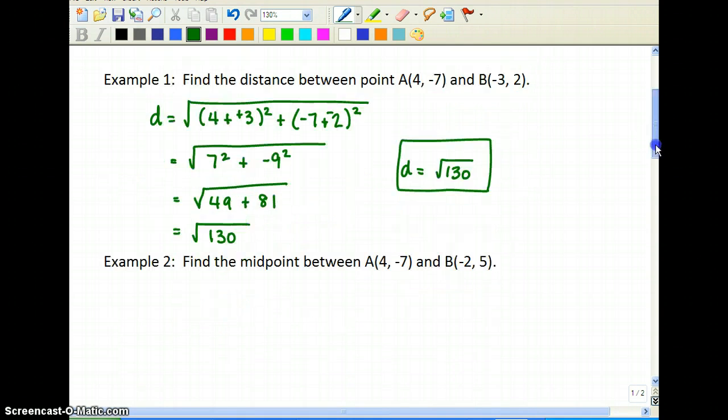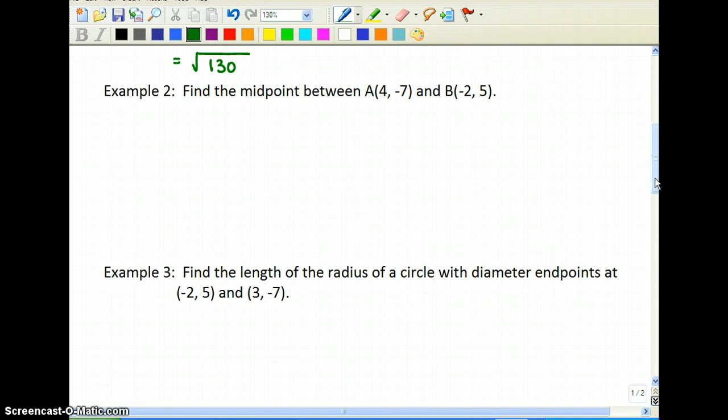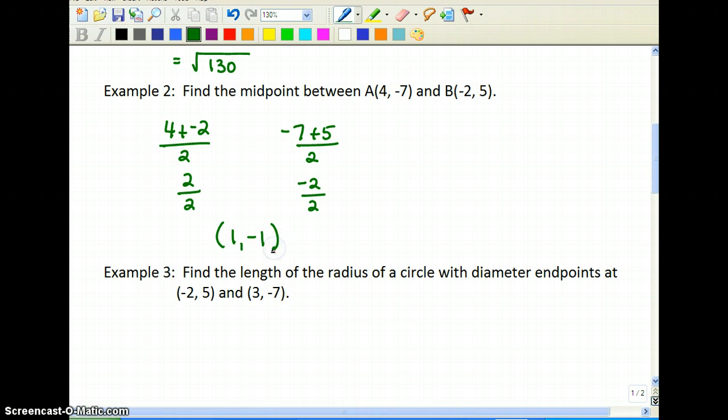Alright, using the midpoint formula between these 2 points, we add the x's, so 4 plus -2 divided by 2, and -7 plus 5 divided by 2. That would be 2 over 2. And this would be -2 over 2. So the answer is 1, -1. The answer is a point because you're looking for the midpoint.